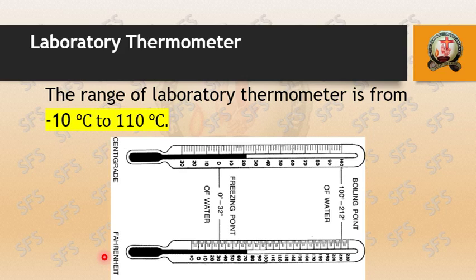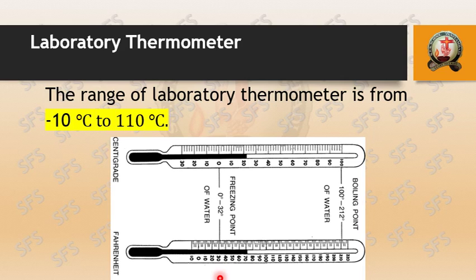So that range belongs to Fahrenheit. That is not a degree Celsius. So in a Fahrenheit, how can you easily identify? 0 degree Celsius is equal to 32 degree Fahrenheit.